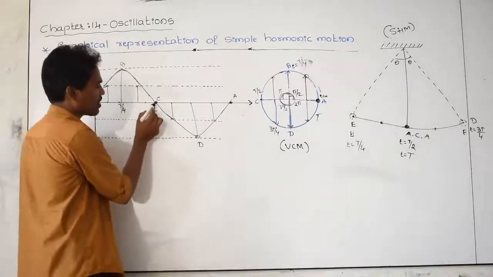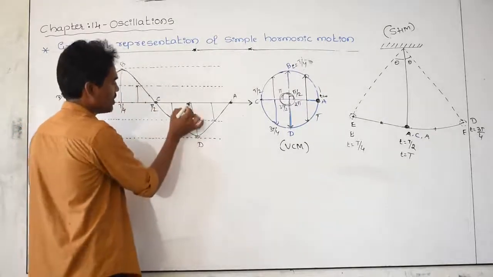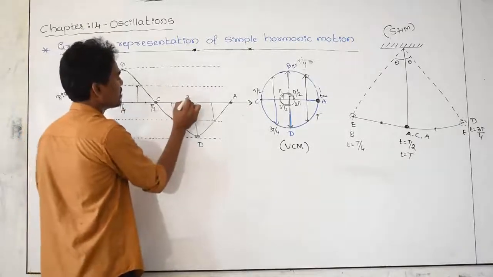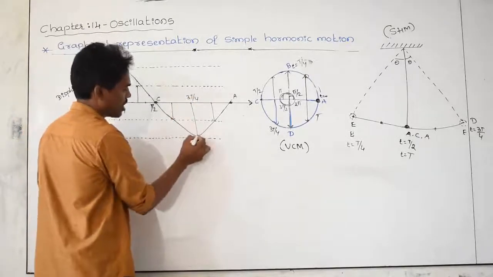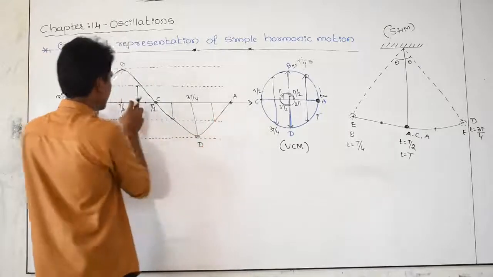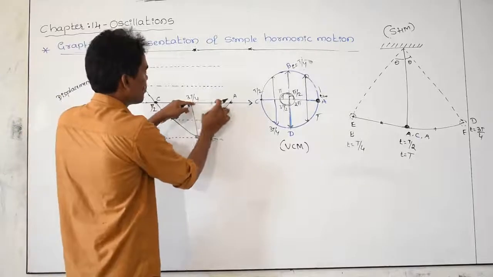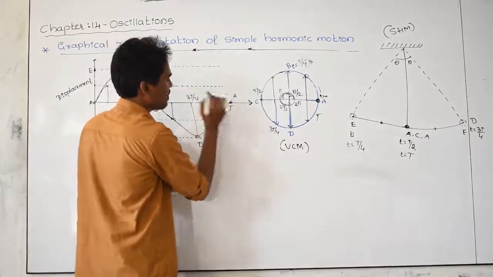Again it is coming back, C to D point. What is the time taken by the body? T by 4 plus t by 4 plus t by 4 means 3t by 4. Again it is moving from here to here. T by 4 plus t by 4 plus t by 4 plus t by 4 means capital T.